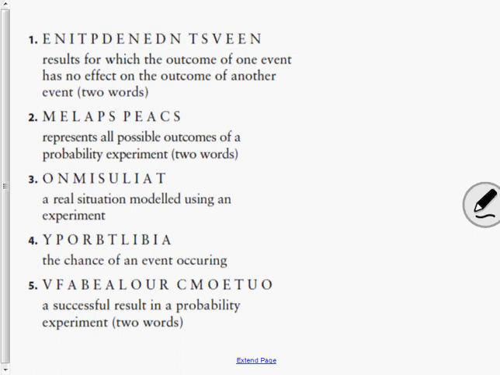Okay, grade 8, this is your probability review for grade 8. The first 5 questions in your chapter review for chapter 11 ask, what are these words?